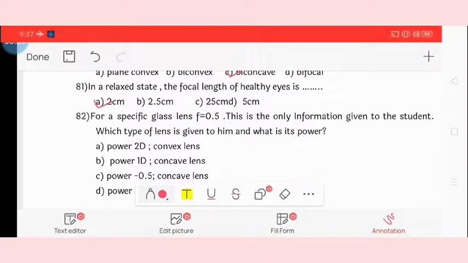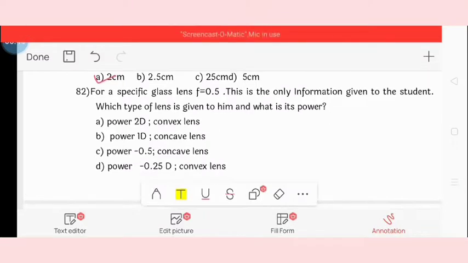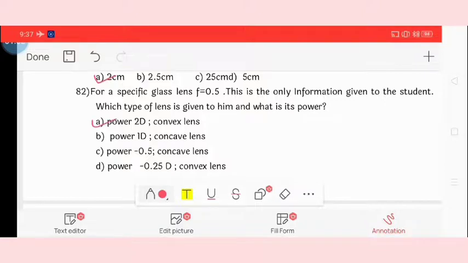Next question, for a specific glass lens f is equal to 0.5, this is the only information given to the student. Which type of lens is given to him and what is its power? The options are power 2D convex lens, power 1D concave lens, power 0.5 concave lens, power minus 0.25 D convex lens. So the correct option is option A, power 2D convex lens.